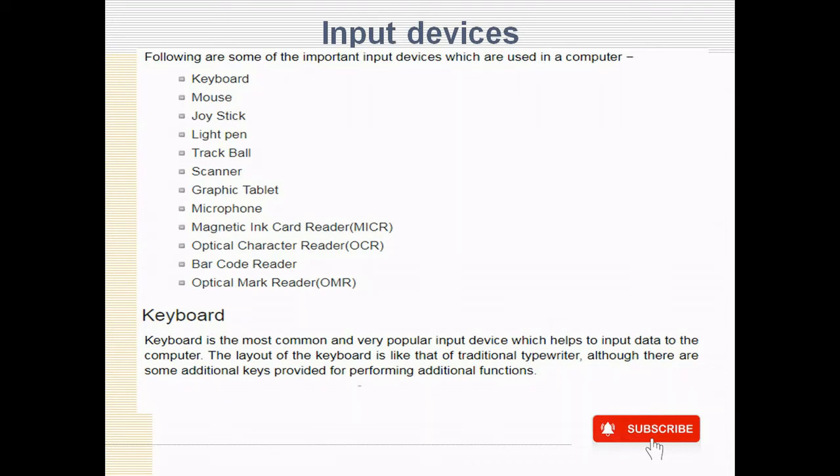Input devices are generally used to provide data to a computer. There are the following input devices which are generally used to provide input to the computer system. Following are some of the most important input devices which are used with a computer: keyboard, mouse, joystick, pen, light pen, trackball, microphone, magnetic ink card reader, optical character reader, barcode reader, optical mark reader.